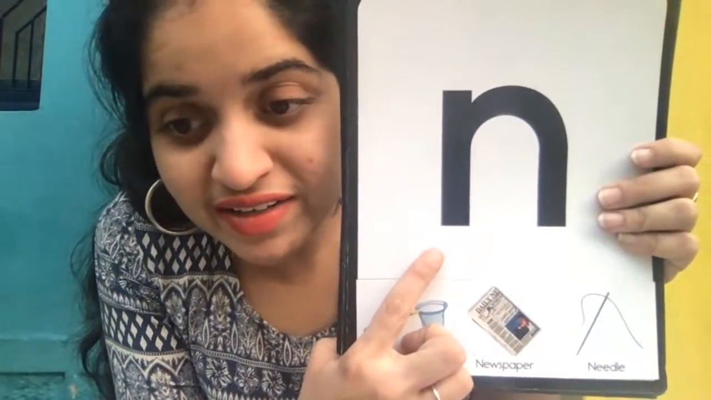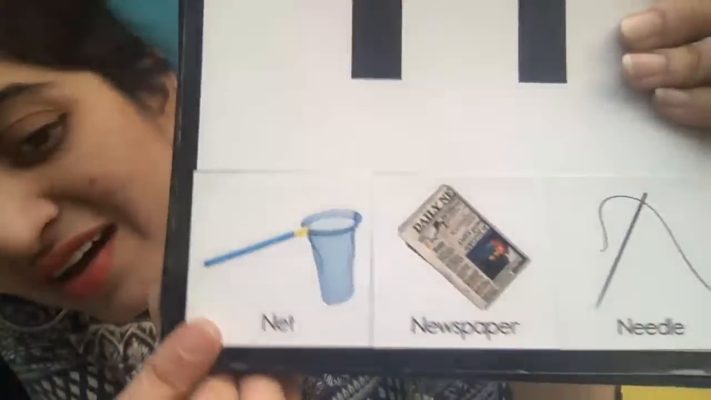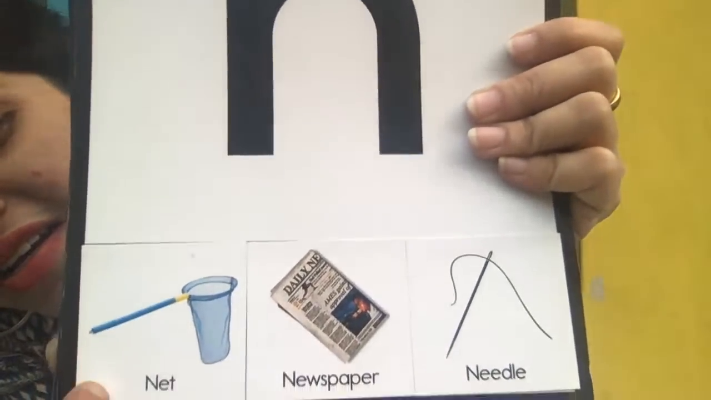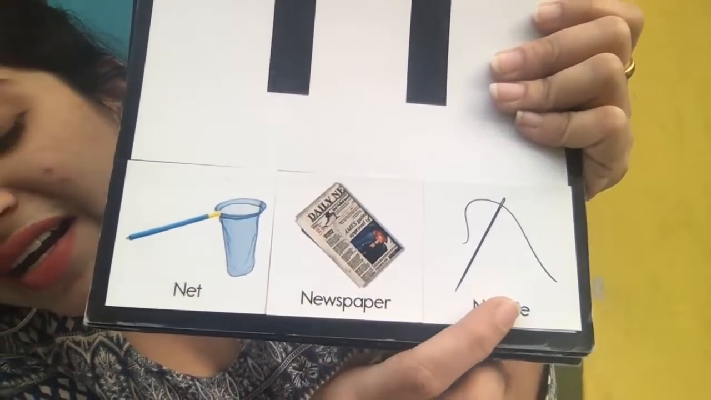Can you tell me which letter is this one, children? Shashti, Manit. Manit, tell me which letter is this one. Rayansh, tell me. Maria. N. As in net, as in newspaper, needle.